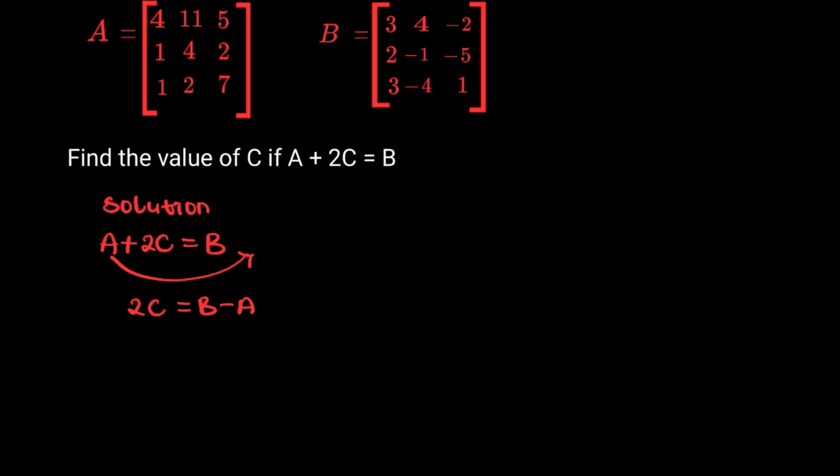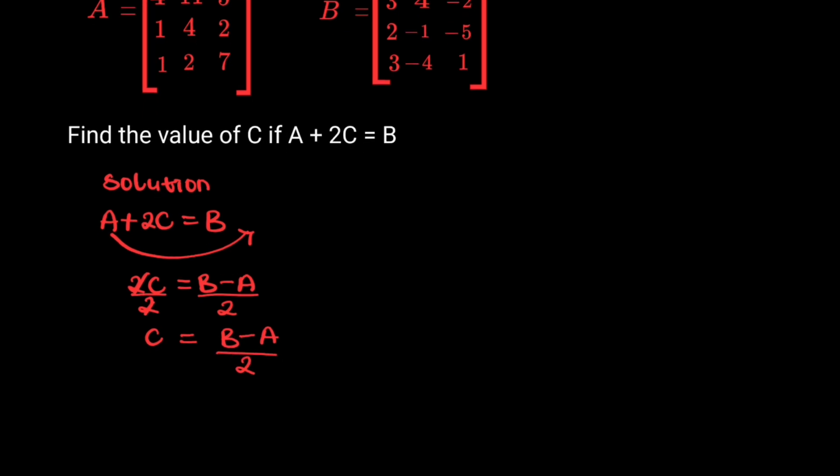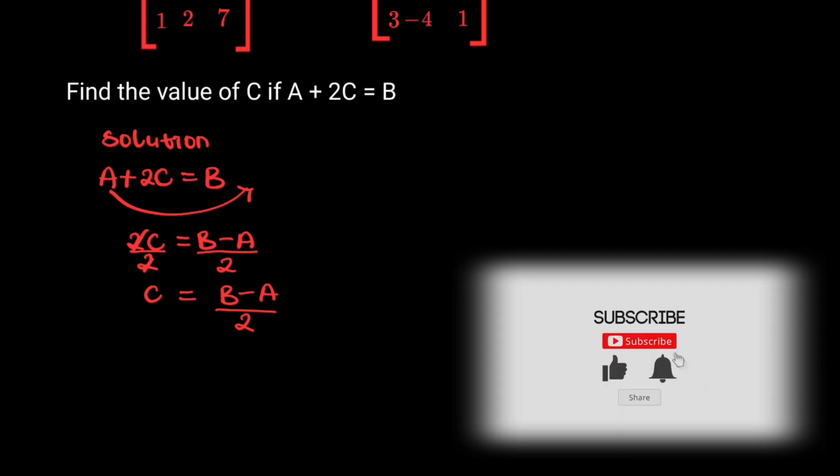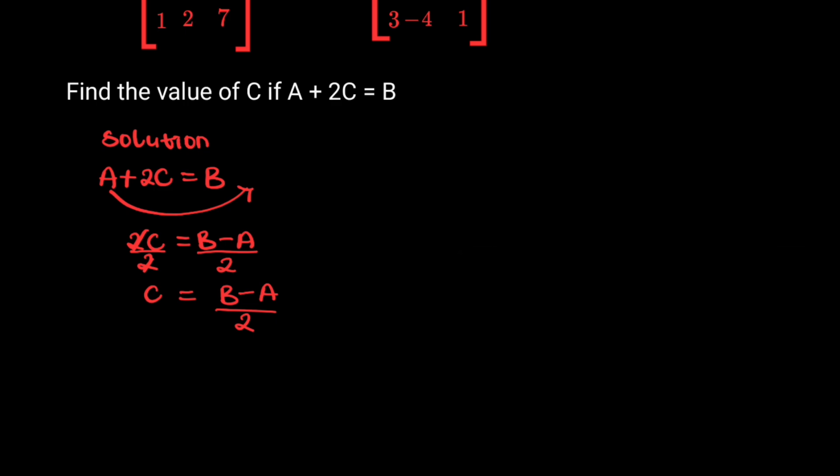But we are solving for C, so we have to divide both sides by 2. So C now will be equal to (B minus A) divided by 2. Yes, we know that C is (B minus A) divided by 2, but we cannot leave it like this. We have been given two matrices A and B. So we know the matrix A, we know the matrix B, and we are to find the value of C. So here we subtract A from B and divide it by 2.